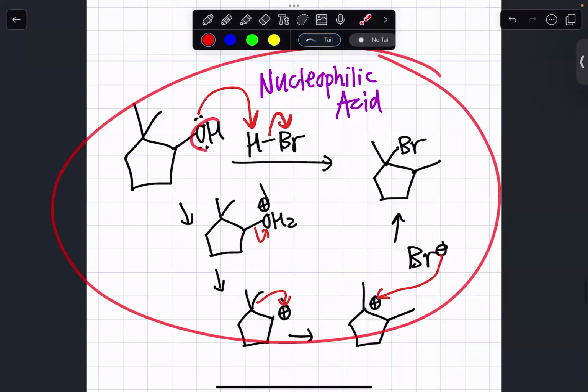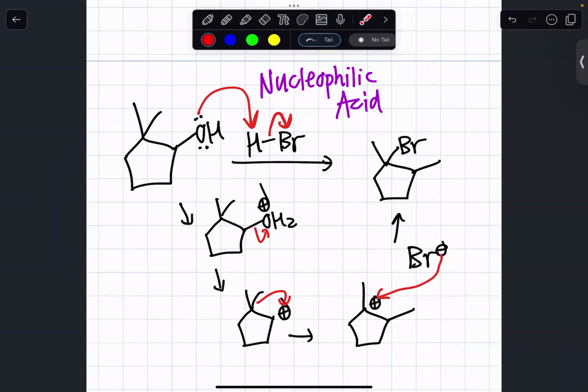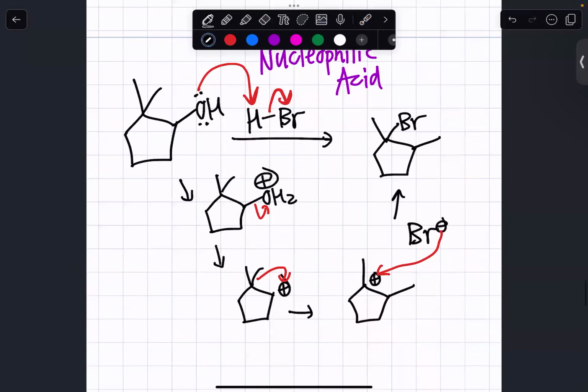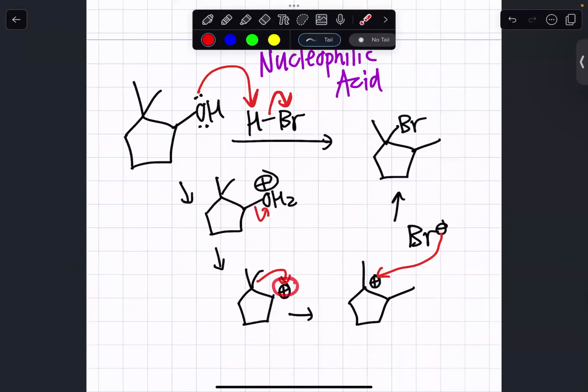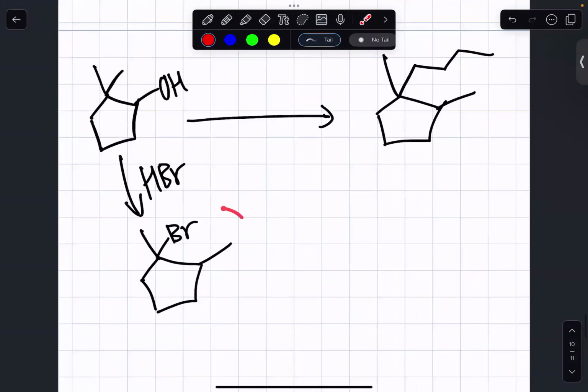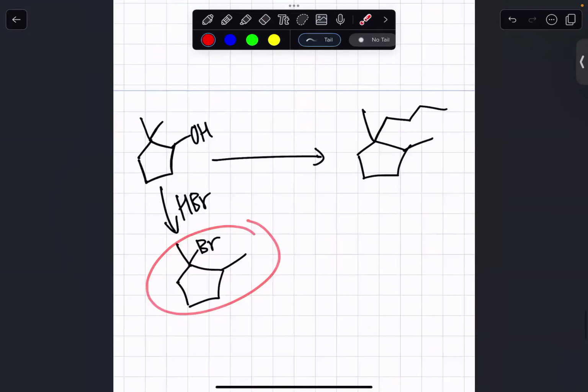The OH gets protonated to become a good leaving group. That good leaving group leaves to form this carbocation right here. And then we do a methyl shift to form the more stable carbocation. Then that Br minus comes in and attacks that carbocation to give us that haloalkane right there, which is this right here. You notice how we added extra carbon chains?